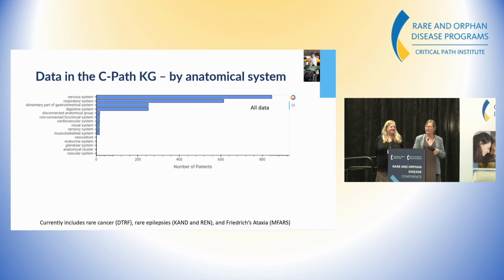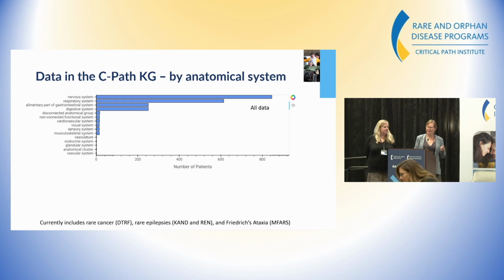Now, if we break this down into individual diseases, we could look, for example, at the tumor patients from the DTRF data set. You'll see that most of the patients have phenotypes that are only associated with the respiratory system. It's a cancer where tumors occur within the lungs. There are also a number of phenotypes associated, again, with the digestive or gastrointestinal system. In contrast, if we look at the Friedreich's ataxia data, these are phenotypes taken from the mFARS rating scale.